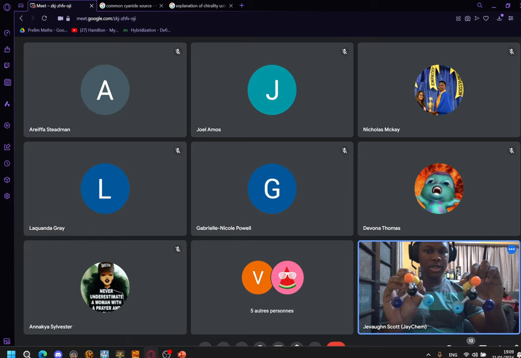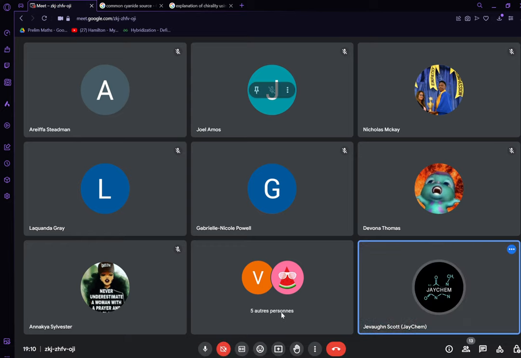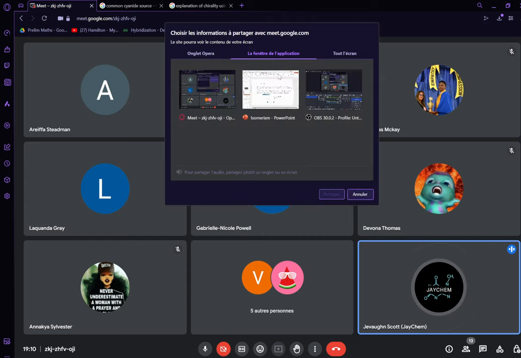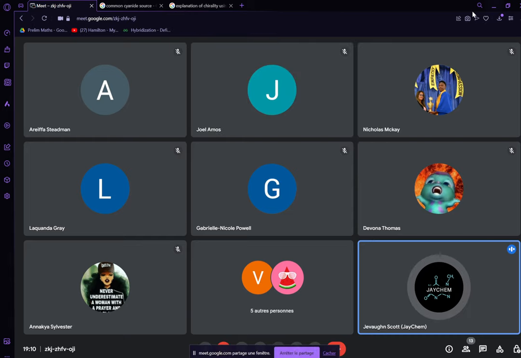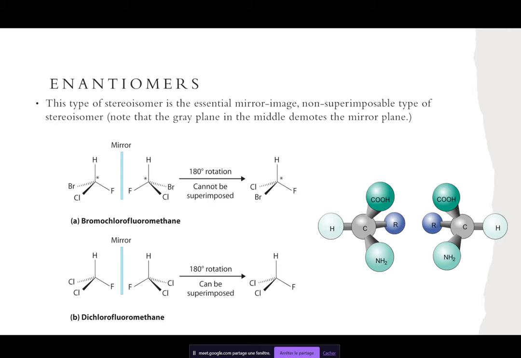They're also optically active. I'm going to talk about what optically active means, what happens with optics, and what this means for organic chemistry. That's what chirality really speaks about. In this case, we have two enantiomers here. This type of stereoisomer is essential for the mirror image and non-superimposability type of isomer. So we'll look at this.